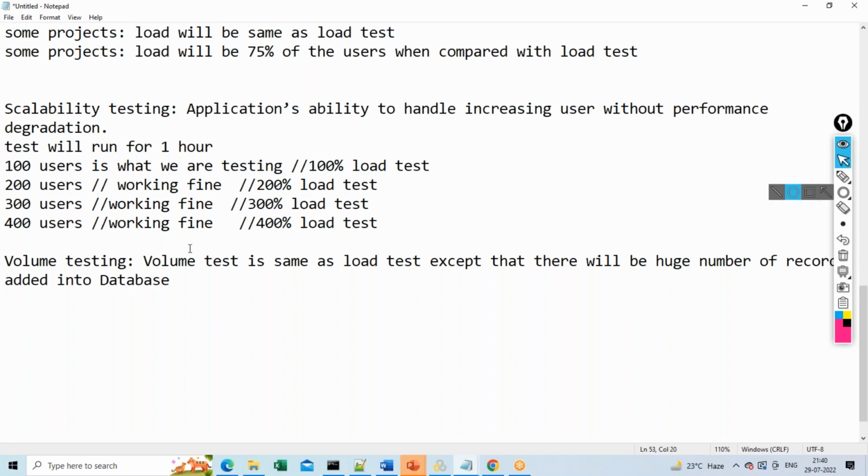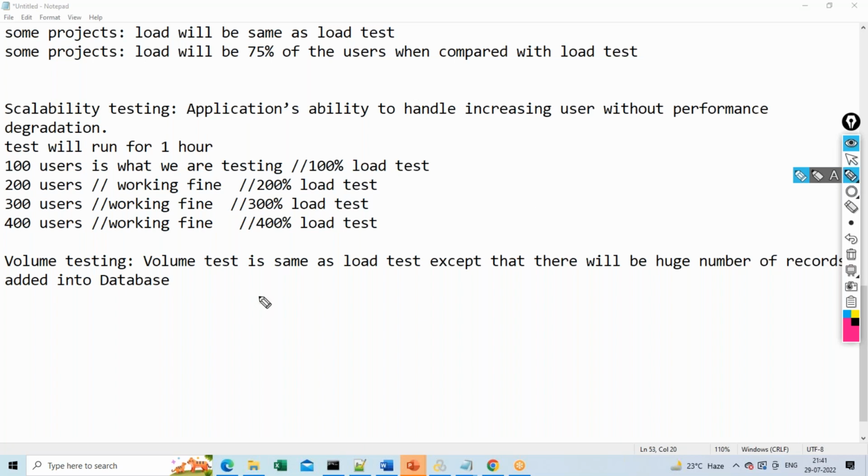What do we mean by volume test? Volume test is exactly similar to load test, except on one point: the number of records in the database will be high. You might have heard of databases like Oracle and Microsoft SQL Server. Oracle at least we might have heard, that is a database, right? For every application there will be a database, which means the data will be stored in the database. One example is Oracle.